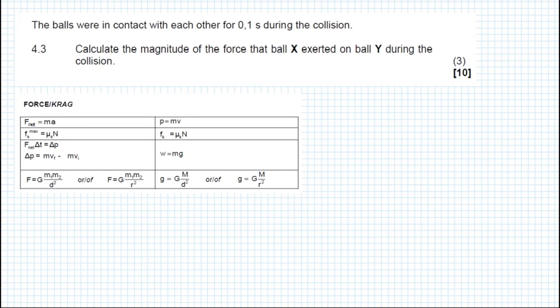And this problem starts off with some new information. They say the balls were in contact with each other for 0.1 seconds during the collision. This is time that has been given to us. Now they say calculate the magnitude of the force that ball X exerts on ball Y during the collision. So this force that X exerts on Y is going to be the net force, because there are no other forces that will act on ball Y that are parallel to the surface. Okay, so this is going to end up being the net force.